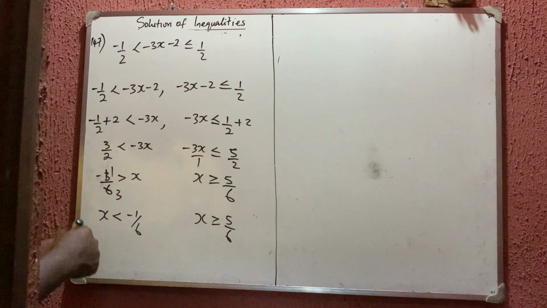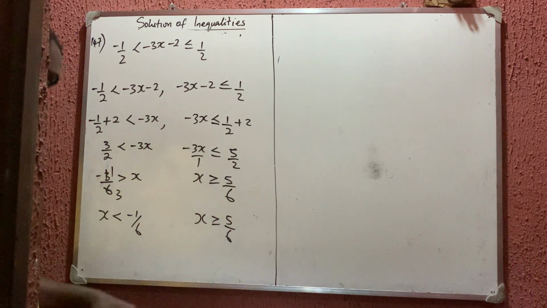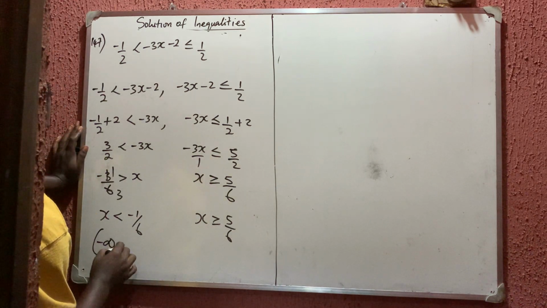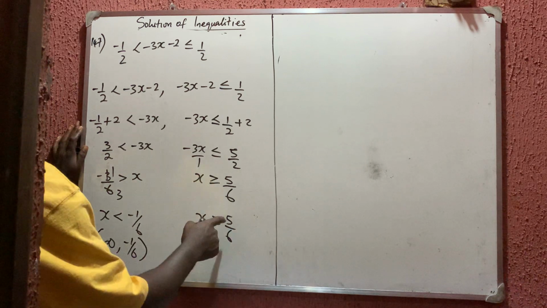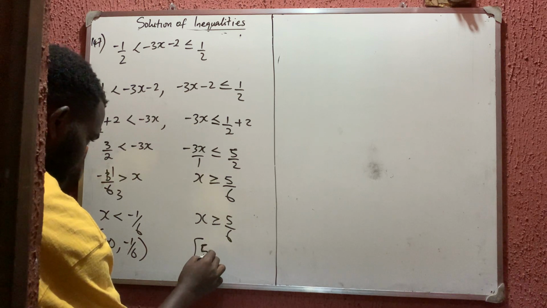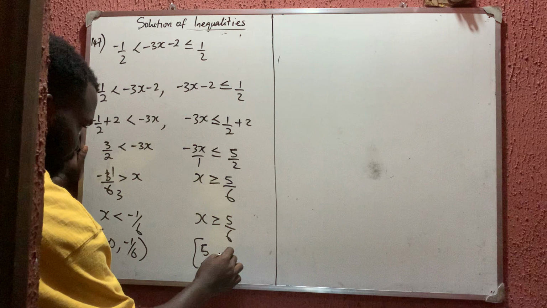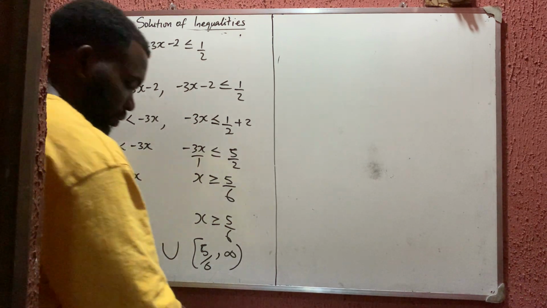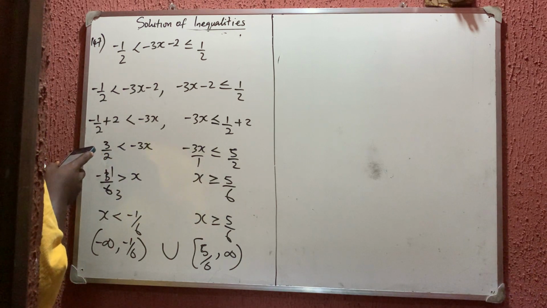Now, if x is less than this, can it be greater than this? No. So we have this from negative infinity to minus 1 over 6, you close like this. But this one is from 5 over 6, I'm using this type of bracket because of equal to, to positive infinity. You unite them. So that is the answer to this particular question. So we move to the next question.